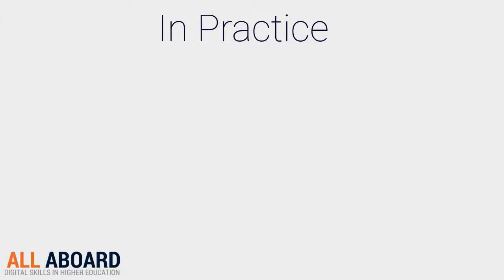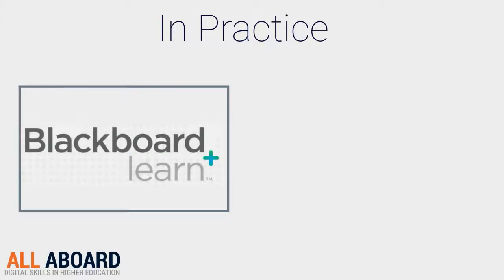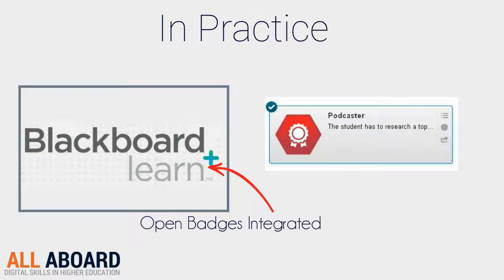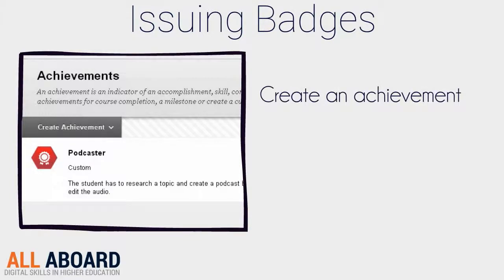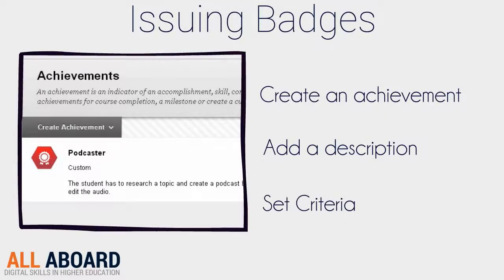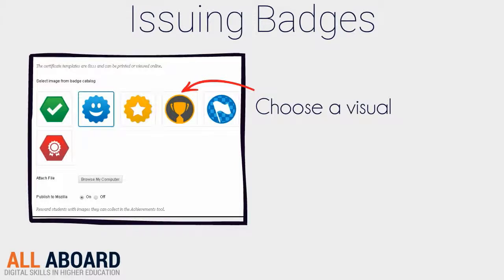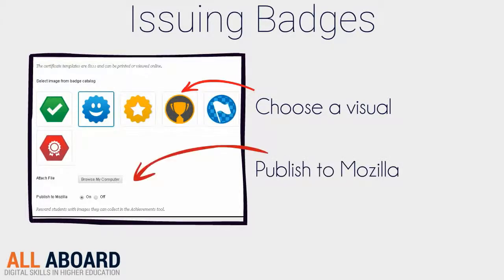Let's run through a quick example of using digital badges with the existing integration between Blackboard and the Mozilla Open Badges framework. Let's say you want to create a podcasting badge. This badge would be awarded to students who research a topic and create a podcast based on it. The first step is to create the achievement in Blackboard. Then you can add a description about what the students need to do in order to earn the badge and set criteria. Now you've created your badge, associate a visual reward with it. You can either use one of the options provided within Blackboard, or there's lots of software where you can create your own badge visually. Finally, remember to link it to Mozilla. This means that students will be allowed to publish the badges directly to their backpack.